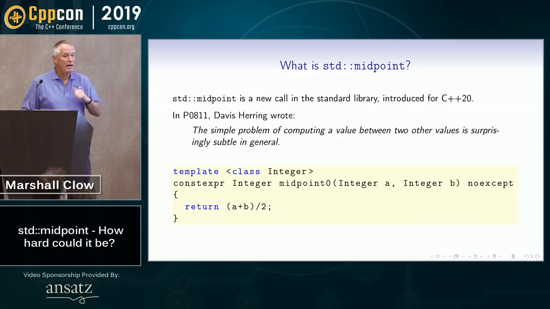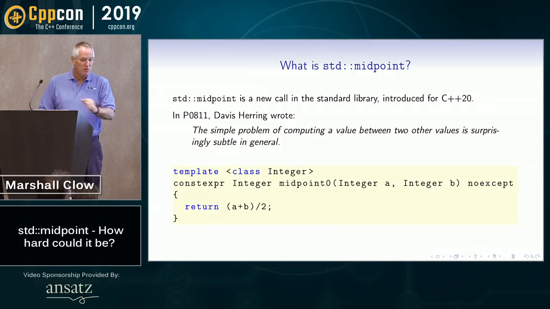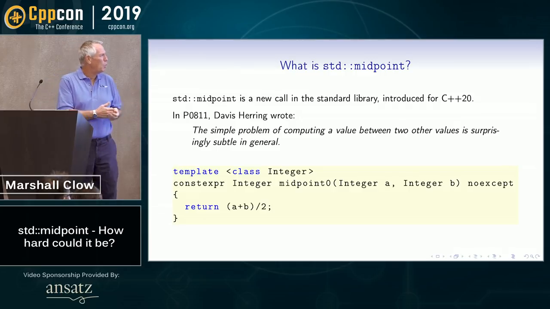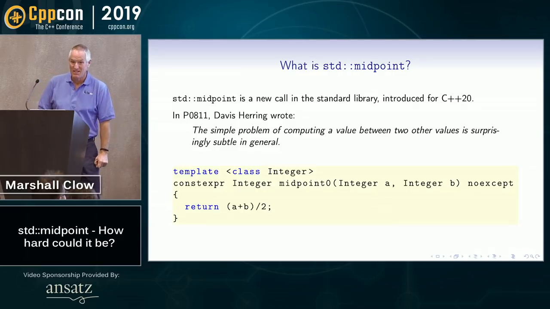Davis Herring, who's from Sandia Labs, wrote the proposal. And he wrote, "The simple problem of computing a value between two other values is surprisingly subtle in general." He was not being ironic. He pointed out that here is a sample implementation: return (a + b) / 2. And you look at that and you think to yourself, why would anybody write this? Why do you give it a name? a + b over 2 is probably shorter than midpoint.